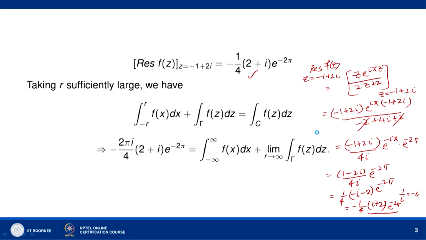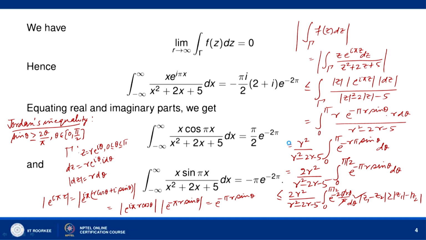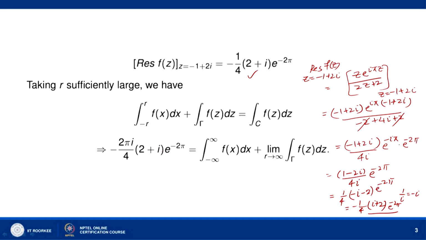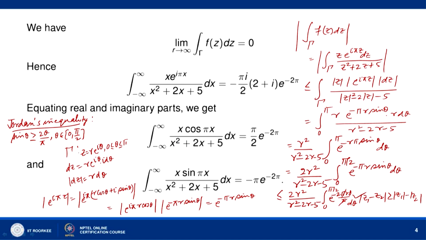Now, let us go back. Now, the integral over minus infinity to infinity f(x) dx is equal to this quantity. This is 0 now. So we get, and this is how much? Minus pi i by 2 plus i into e to the power minus 2 pi. So this we have written here: minus pi i by 2 plus i e to the power minus 2 pi. Now, e to the power i pi x we can write as cos pi x plus i sin pi x. Okay. So when we write e to the power i pi x as cos pi x plus i sin pi x and equate real and imaginary parts, then what will we get?